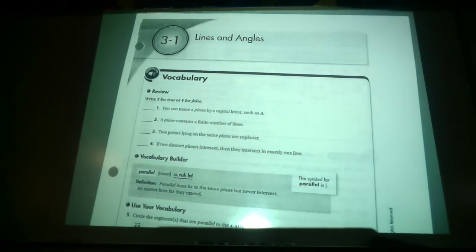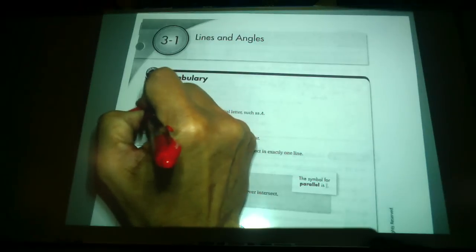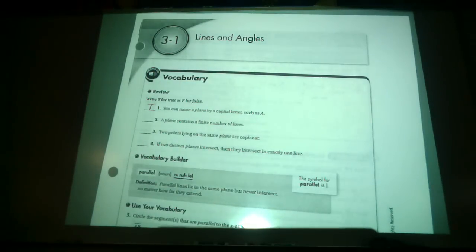So the answers to your review, true or false? You can name a plane by a capital letter such as A. True. And the one thing that drives me insane on your companion study guides is they name planes with 4 letters, which is incorrect.